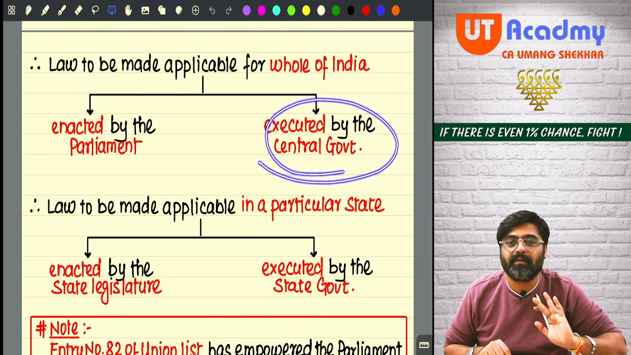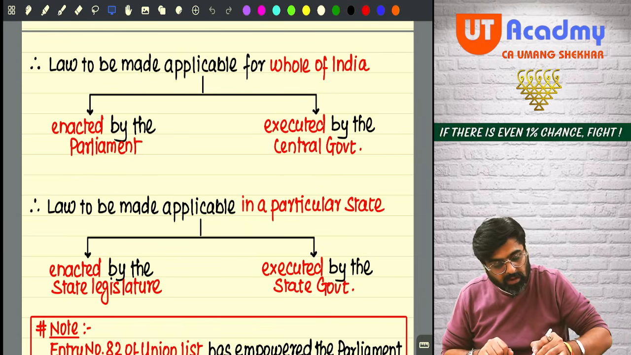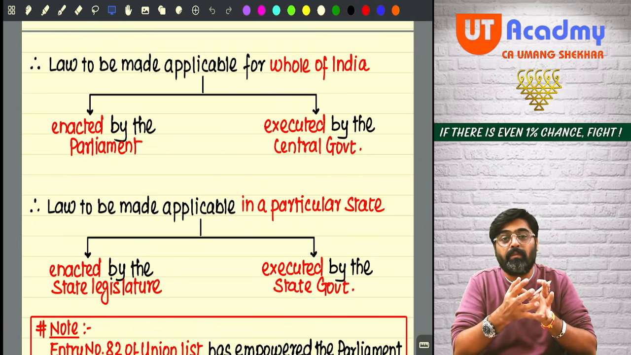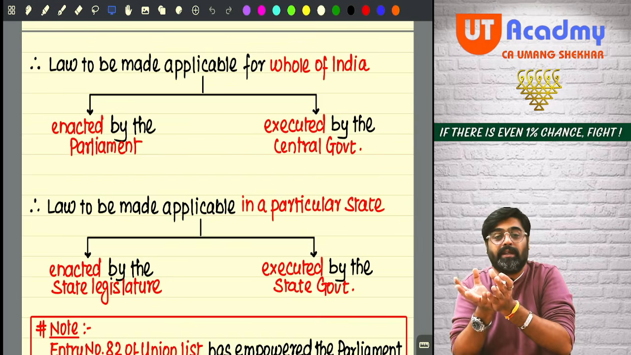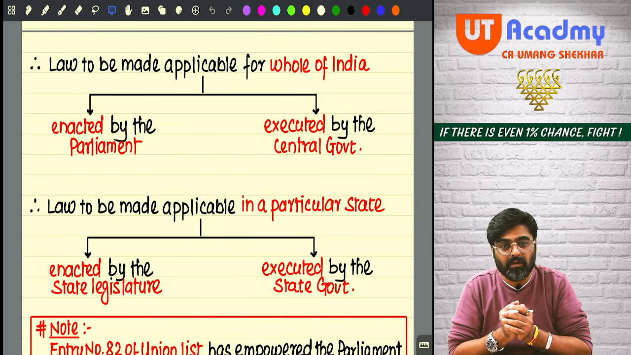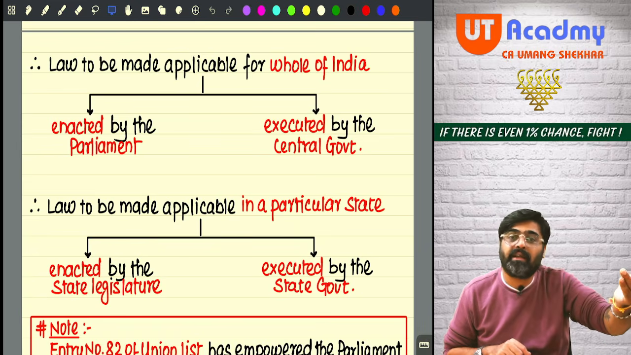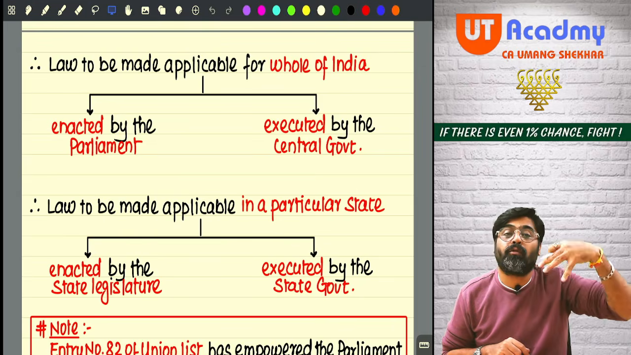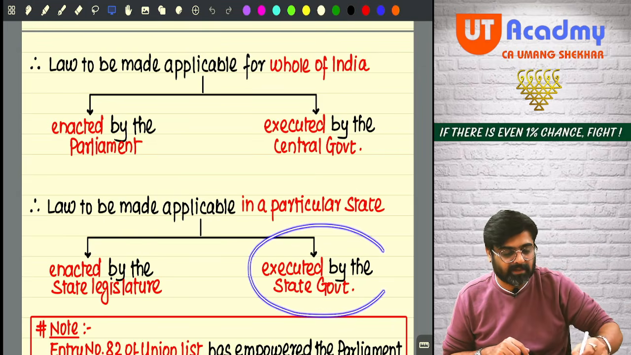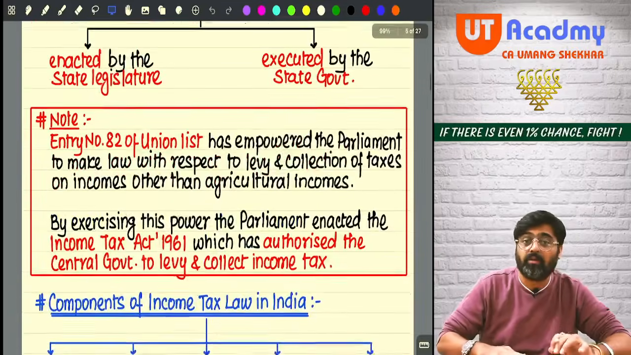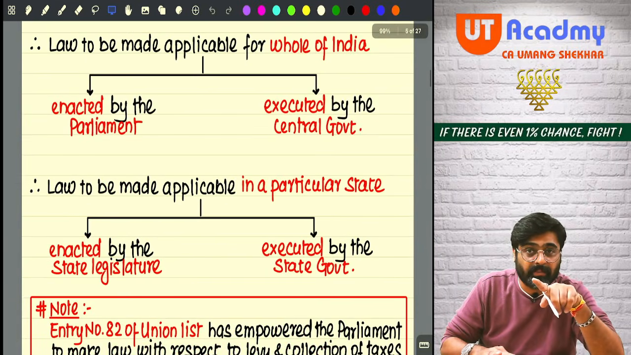Central government. Now, if the law is to be made applicable in a particular state, who will be authorized to make that law? State legislature. And in the territory of that state, who will make the people follow that law? The state government of that state. Understood, no? Okay.